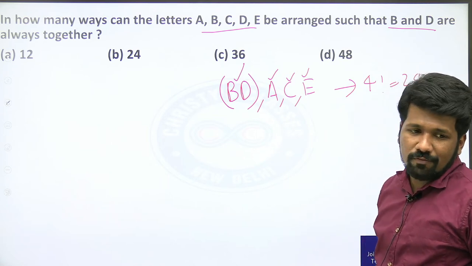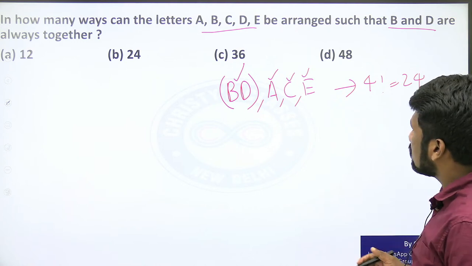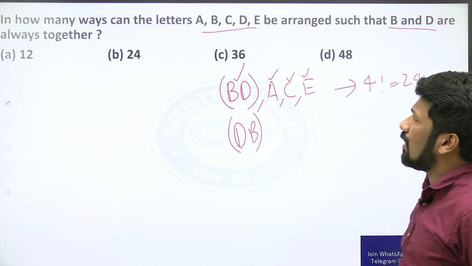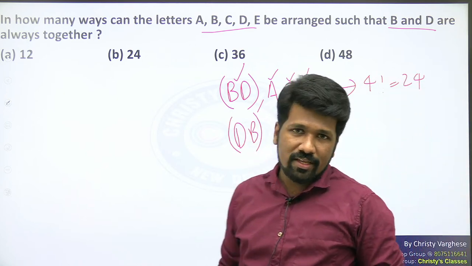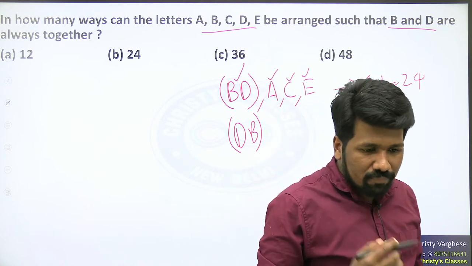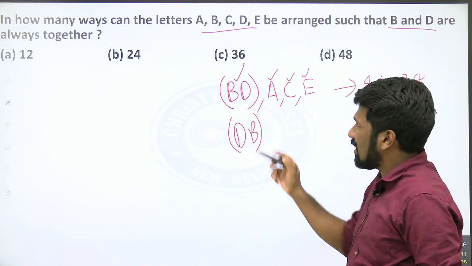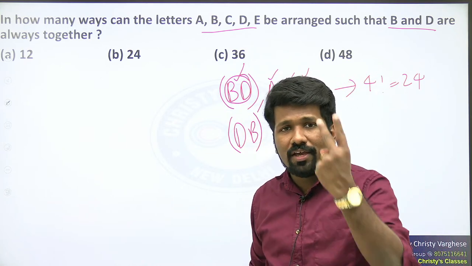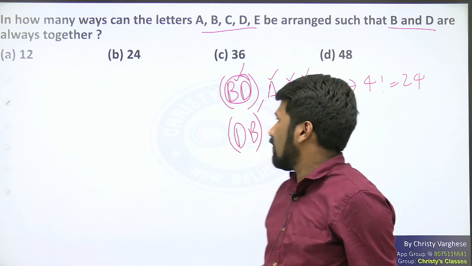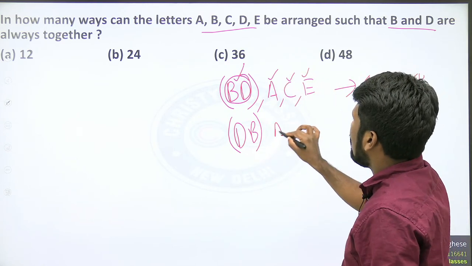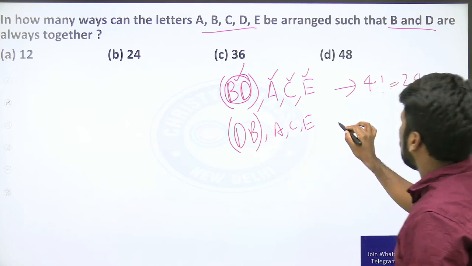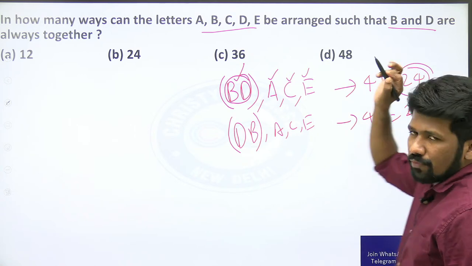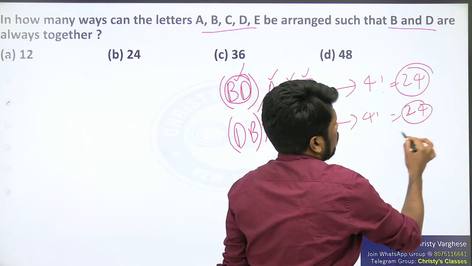Not at all. Why 24 is not the answer? Because BD is a possibility and DB is another possibility for the letter B and D always together. B aur D ek saath hone ke liye BD bhi possible hai, DB bhi possible hai. Matlab internally B aur D rearrange kar sakta hai. How many ways? Two ways or two factorial ways. That means DB ACE also have a four factorial arrangement na? That is 24 ways. That means 24 ways plus 24 ways, total 48 ways.